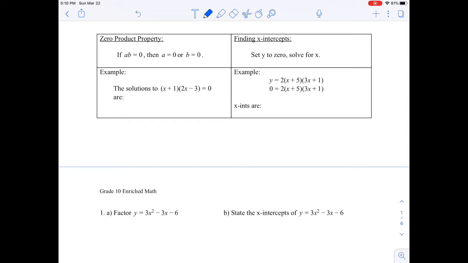So I just wanted to review the zero product property that we talked about earlier this year. The whole point of the zero product property is that if A times B is 0, then either A is 0 or B is 0. And that really helps us solve equations like this, because when I have two different factors multiplied together to 0, I know that either this one is 0 or this one is 0. And it's very easy to see that the two solutions, the two x values that make that happen, are x equals -1 and x equals 3/2.